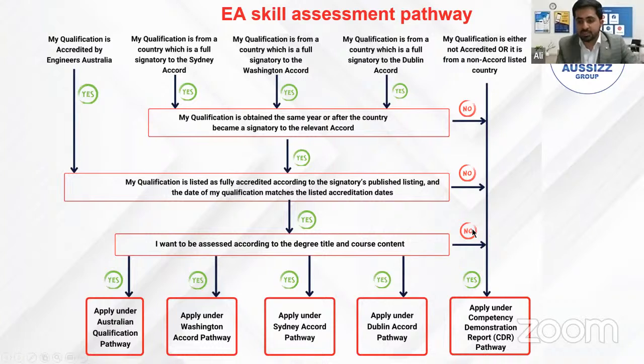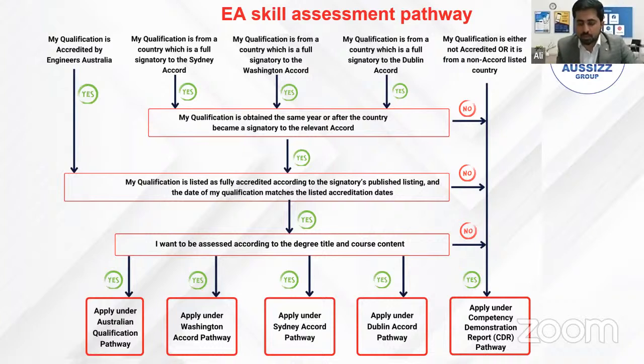So for such cases, they have to go through the CDR pathway, which is the competency demonstration report pathway. Now that pathway is also used by someone whose qualification is not accredited, or it's from a non-accord listed country. Generally, if your qualification is not accredited, you automatically have to go for this pathway. For example, someone who has done a bachelor's of mechanical engineering, I'll use the same example, and it's not accredited, it's not under any of these accords. So they'll have to go for the CDR pathway.